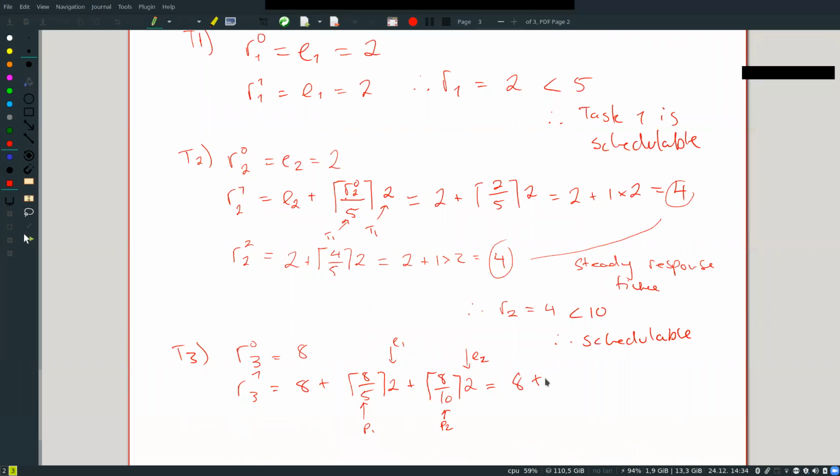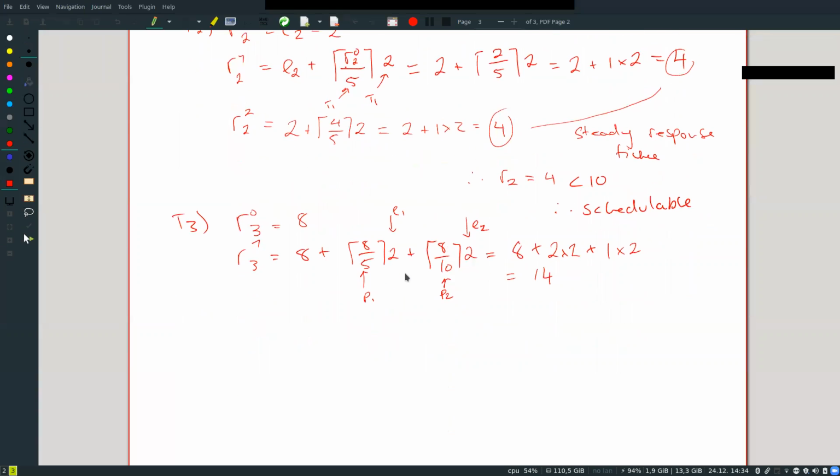If we do this, it gives us 8 plus, this here is going to be about 1.4, and so the ceiling gives us 2. So we have 2 times 2, plus the ceiling of 0.8, which gives us 1, times 2. So this is 2 times 2 is 4, plus 2, so 8 plus 6 gives us 14. And now we can move to the next iteration. So R3 iteration 2 is 8 plus the ceiling of 8 over 5. Oh, sorry, not 8, 14 goes in here now.